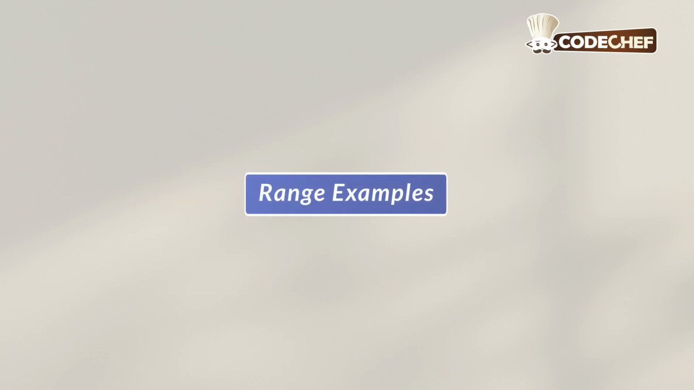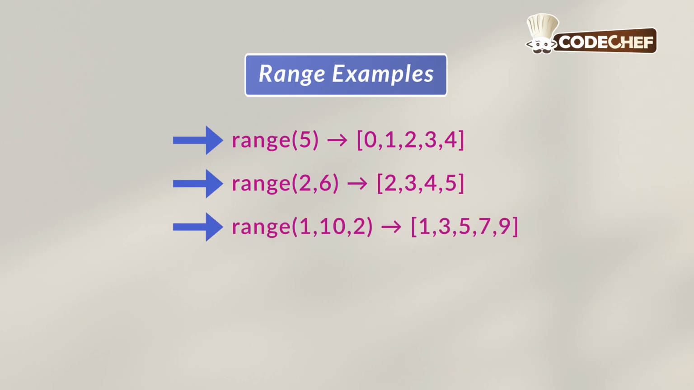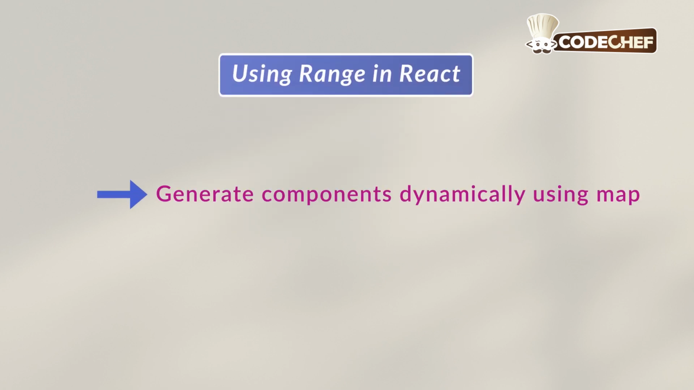So let's look at some range examples. Calling range 5 creates numbers from 0 to 4. Range 2, 6 starts from 2 and ends at 5. And when we use a step value like range 1, 10, 2, it skips numbers and generates only odd values. In React, we combine the range function with the map method to generate components dynamically. This approach avoids repetitive JSX and keeps our code clean and readable. It's a very common pattern in real-world React applications.